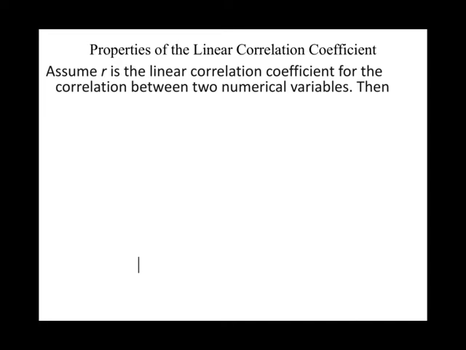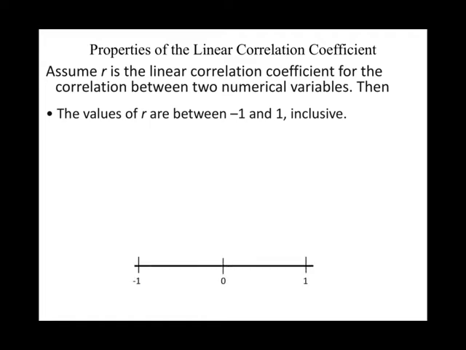Properties of the linear correlation coefficient. Assume R is the linear correlation coefficient for the correlation between two numerical variables. The values of R are between -1 and 1. So your R is always in between -1 and 1.